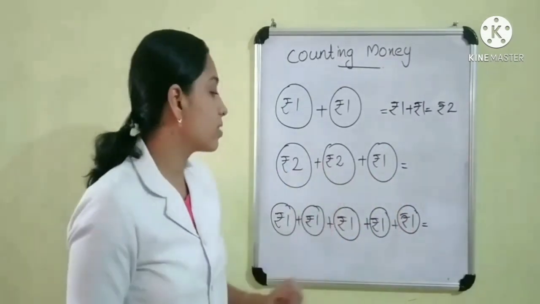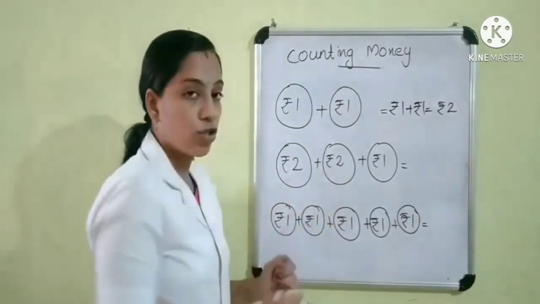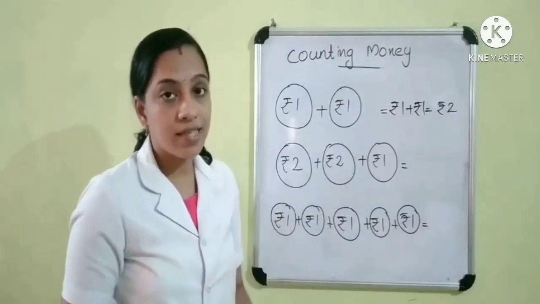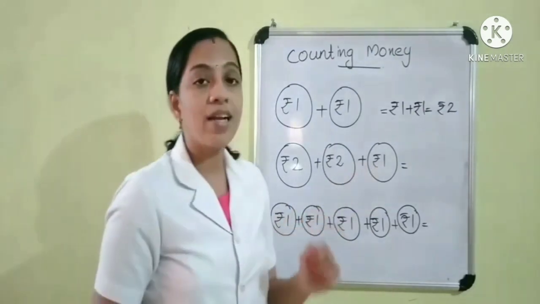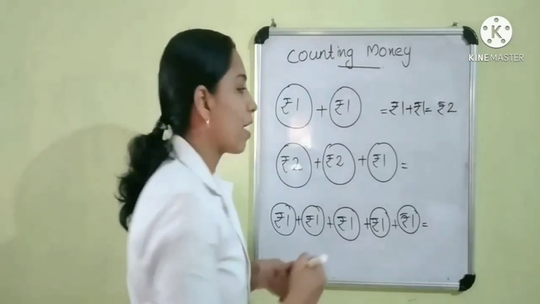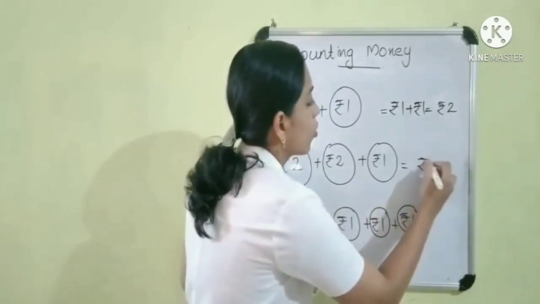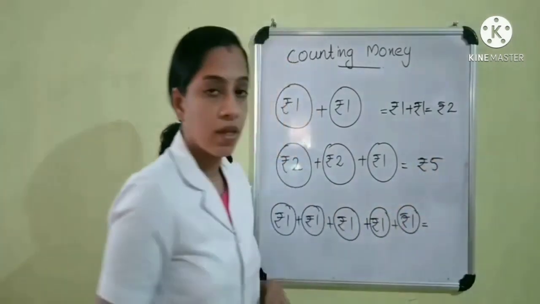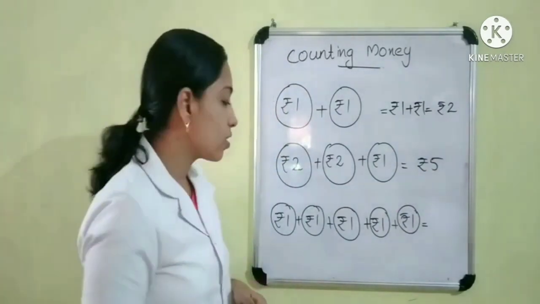Next, here we can see two 2 rupee coins and one 1 rupee coin. Let us add this. That is 2 plus 2. What is 2 plus 2? Yes, it is 4. 4 plus 1, 5. So the total amount is rupees 5. So let us write here rupees 5. Is it clear, children?